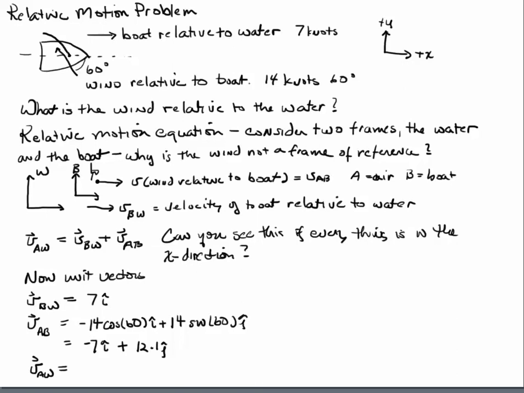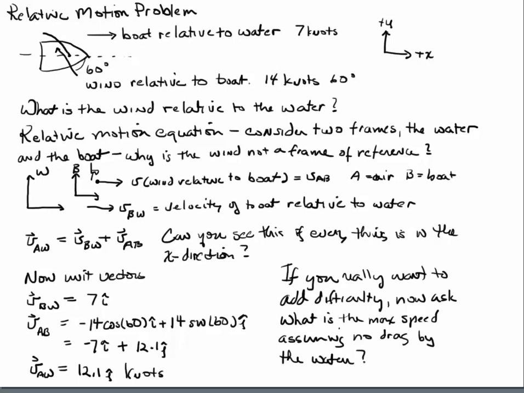Now, what is the combined, or the sum of those two vectors? Well, we're left with 12.1 j-hat knots as being our velocity of the air with respect to the water. So it's basically moving in the vertical, positive y direction.